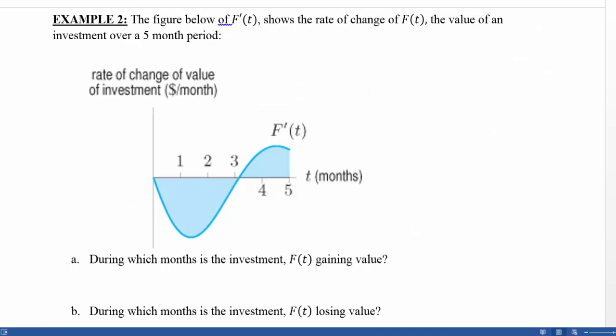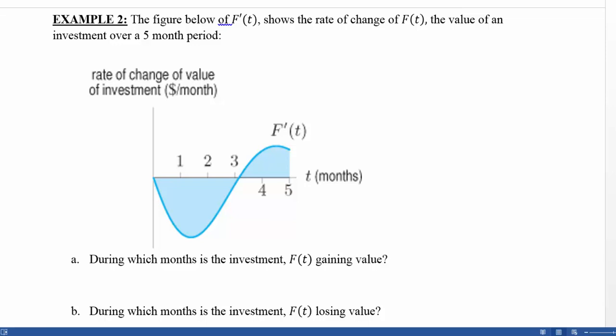The figure below of f prime of t shows the rate of change of f of t, the value of an investment over a 5-month period. We want to use this rate of change of value of the investment to answer the following questions. Part A. During which months is the investment gaining value? So we want to know when the original function is increasing.